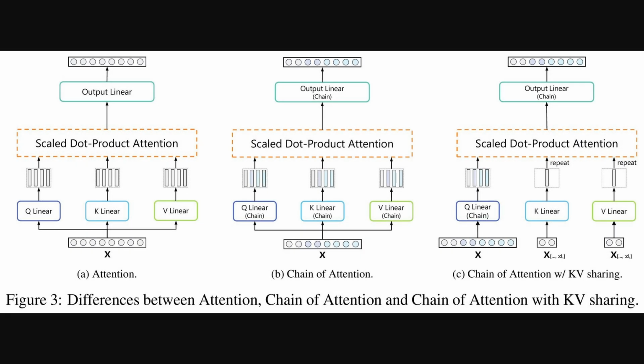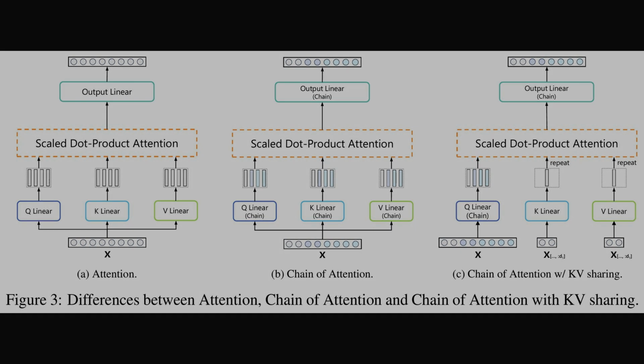So, carrying that chain of linear concept forward, Figure 3 illustrates how this applies within an attention mechanism. Part A shows a standard attention setup, where input is processed to generate query, key, and value representations, which help the model weigh different input parts. Part B, chain of attention, applies the chained structure to these query, key, and value linear layers. Then, Part C introduces a key optimization called chain of attention with KV sharing. Here, the key and value components are computed just once from the first chain, and then shared across all others, which can really accelerate processing.